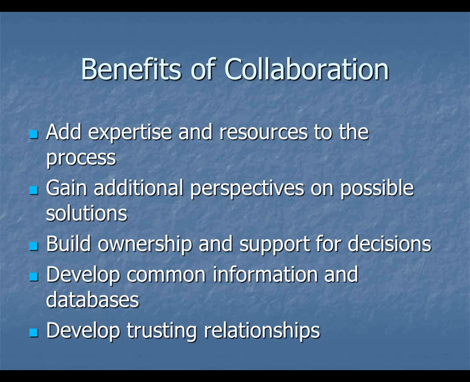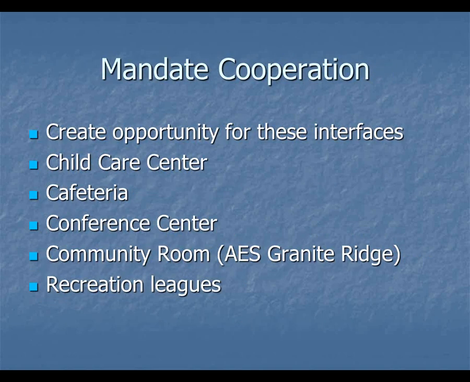Some of the characteristics of collaboration include open sharing of information, local involvement, identification of shared needs, and a commitment to act among the partners. So what I often joke about is that with an eco-industrial park, what we're really trying to do is mandate cooperation. We're trying to set up instances where businesses can interact with each other. And a lot of these are informal interfaces.